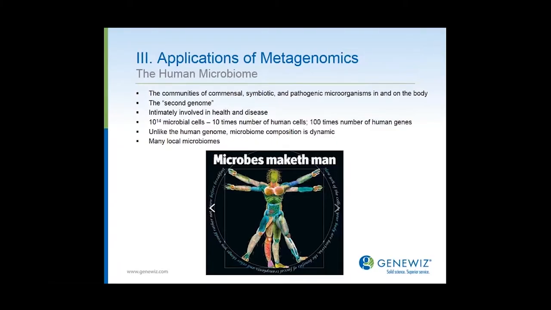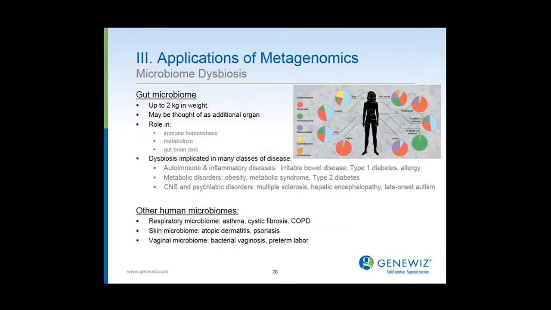And unlike the human genome, the microbiome is dynamic, so the genes and gene products and pathways are constantly in flux. There are actually several local microbiomes in the human body. The gut microbiome, which weighs up to 2 kilograms, may be thought of as a separate organ. It has a major role in immune modulation, metabolism, and gut-brain axis.